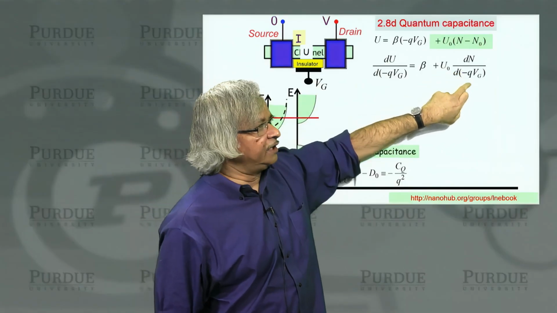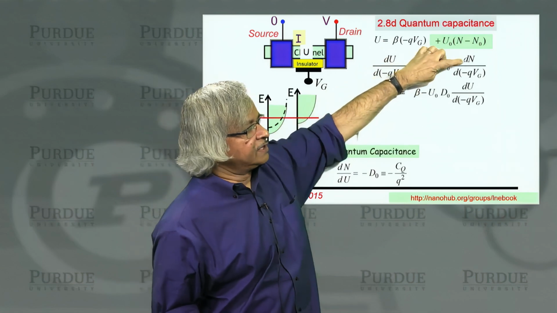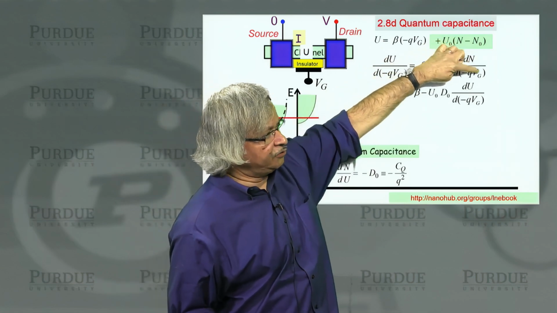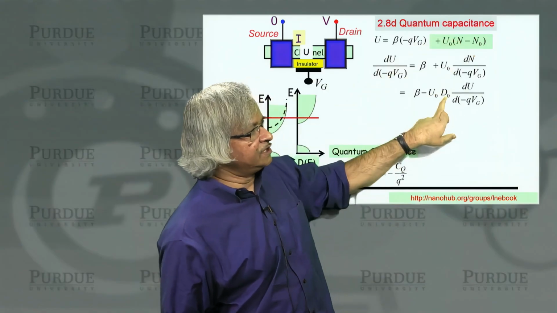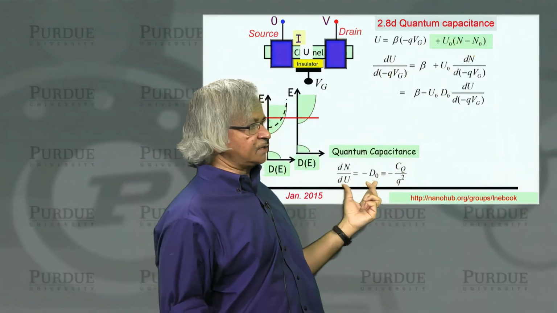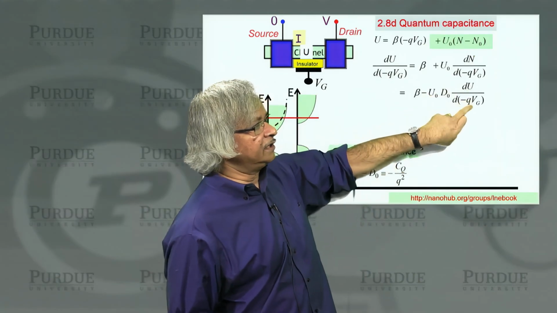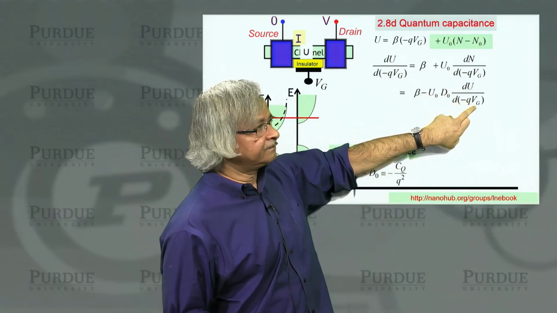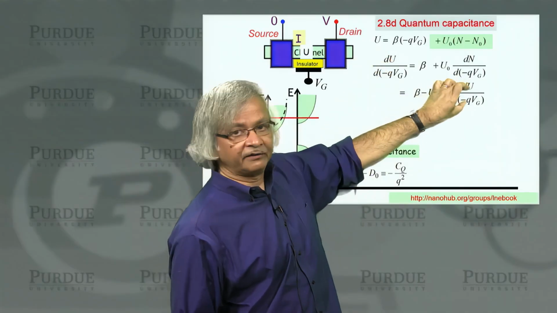And this quantity here, you could write like this. That is, you have this dN/d(qVG), but you could write it as dN/dU, which is D0, as we have discussed before. That's the density of states. And then dU/d(qVG). So now you see you have this quantity both on the left and on the right.